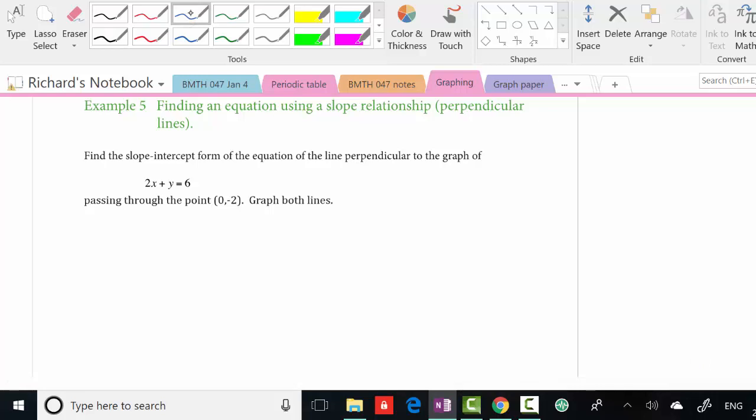Okay, next, example 5 is finding an equation using a slope relationship for perpendicular lines. Now the key here is if you have two lines and the lines are perpendicular, their slopes, if you multiply them together, will be minus 1. So let me just demonstrate this. Here's equation number 1. I'm going to solve this equation for y and identify the slope.